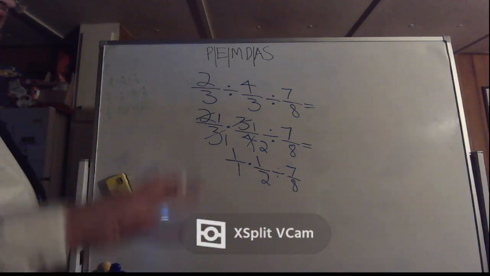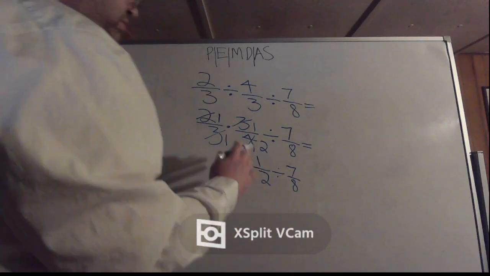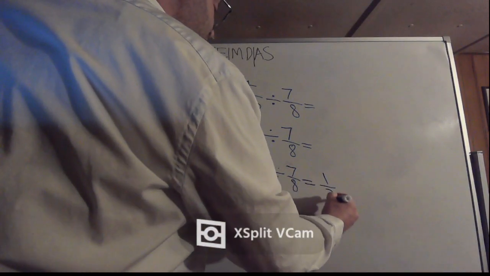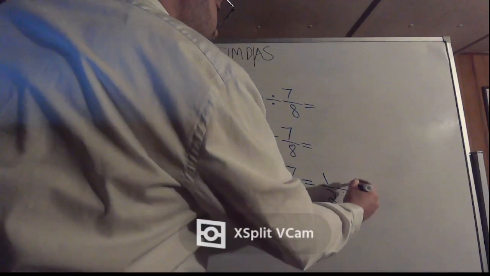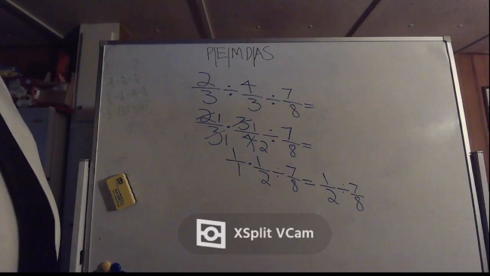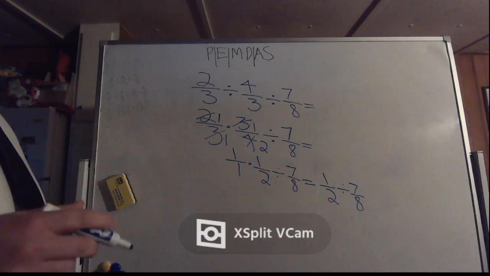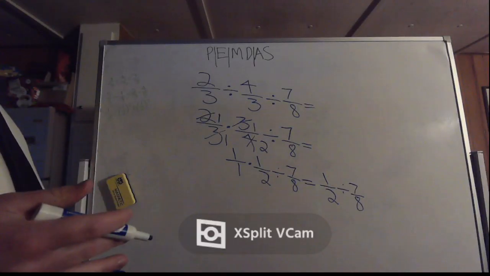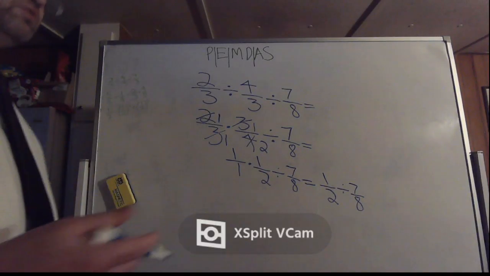Well, 1 over 1 is 1, that's a given. So you have 1 times a half, that's going to be equal to 1/2 divided by 7/8. Well, again, now that we're down to 2 terms, it's important to remember when you divide by something, you multiply by the reciprocal. So that 1/2 divided by 7/8 will be the same as 1/2 times 8/7.